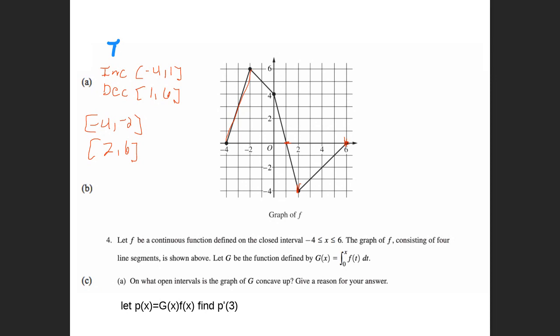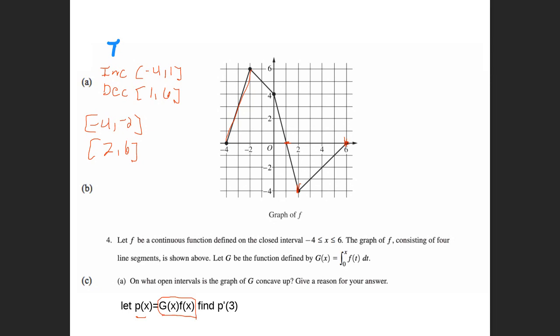The product rule. That's exactly right. You have to take the derivative. It's asking you to find p prime of 3. And they're telling you that the p function is this. So in order to find the derivative of p, I have to take the derivative of this. Well, that's the product rule.